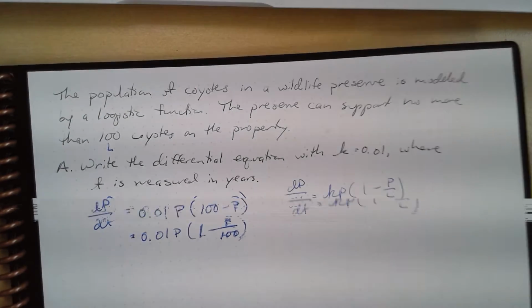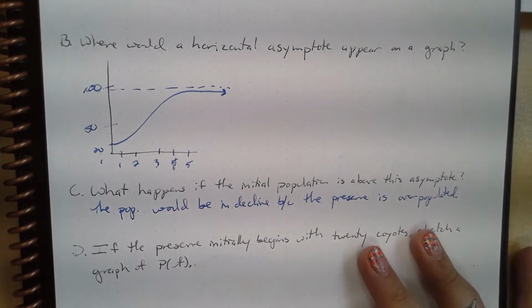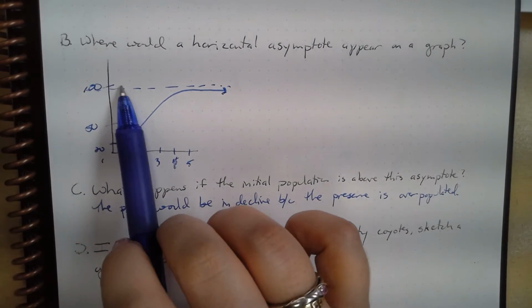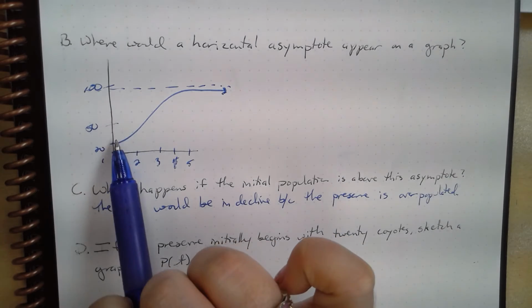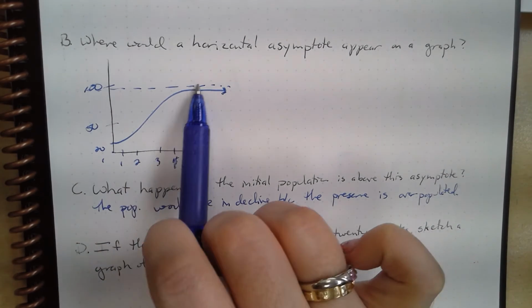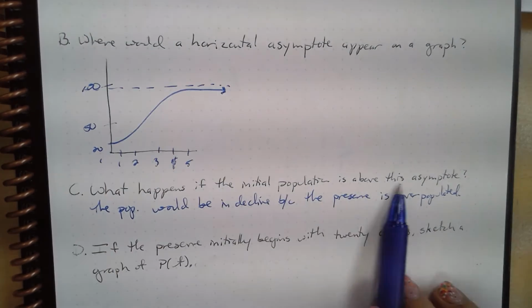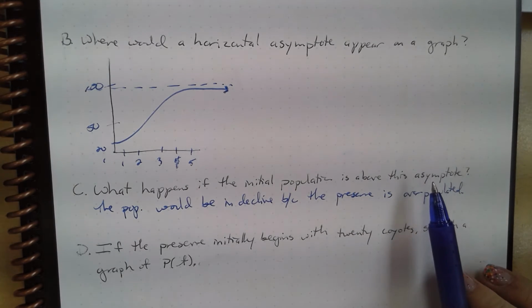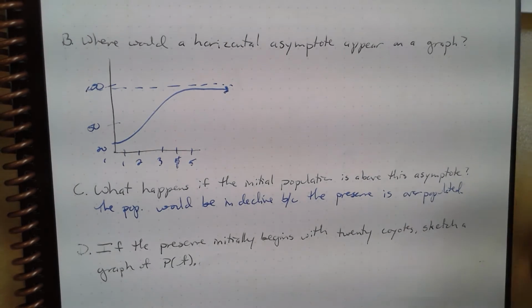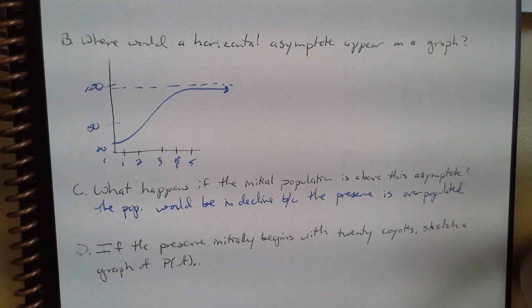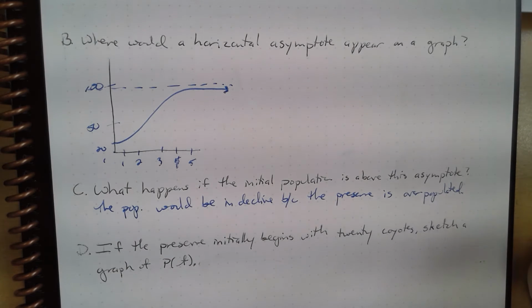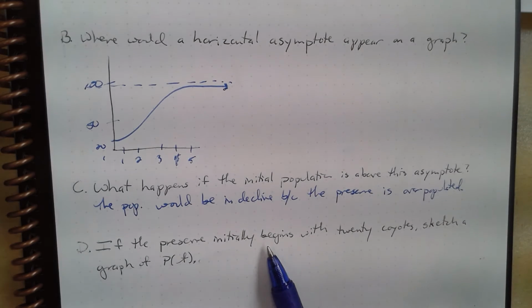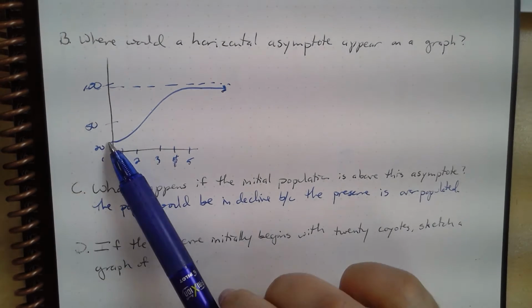So where would a horizontal asymptote for this appear on a graph? Well, if I had a graph at 100, I would have a horizontal asymptote because that wildlife preserve can't support more than 100 coyotes, right? And what would actually happen if that initial population is above the asymptote? Well, then the population of coyotes would start decreasing, meaning they would start dying because the preserve would be overpopulated. So if the preserve begins with 20 coyotes, we want to sketch a graph of that.